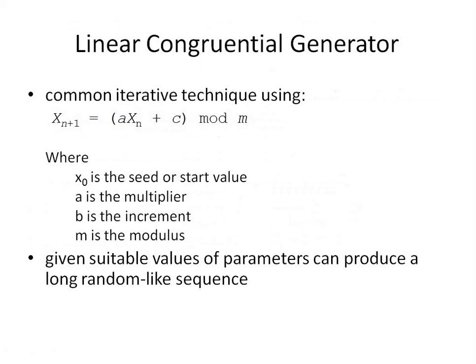The first method is linear congruential generators. This technique is based on an iterative approach, given as: the next random number, x(n+1), is equal to (a xn + c) mod m, where x0 is the start value or the seed value, a is known as the multiplier, c is the increment, and m is the modulus. Given suitable values of the parameters, we can produce a long range of random-like values.